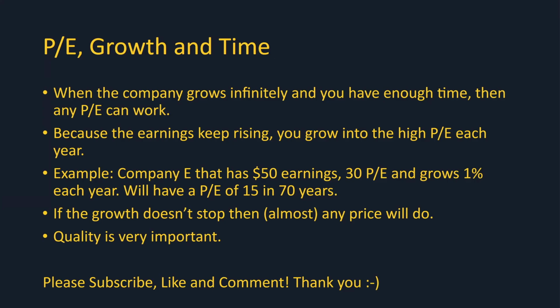For example, if you have company E that has $50 earnings and a 30 PE, and it will only grow 1% each year, in 70 years you will have a PE ratio of 15, and that will keep going on forever. So it is important to know the value of growth. So if the growth doesn't stop, then almost any price will do. But it's very difficult to predict the future growth of a company. So that's where investing becomes more difficult.